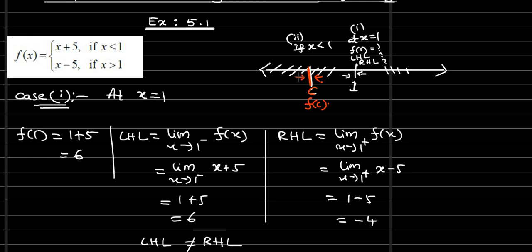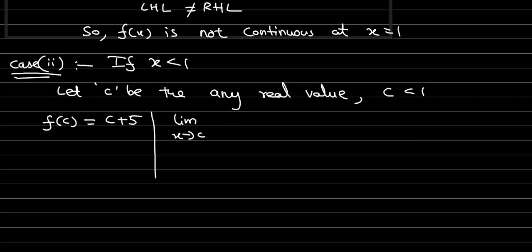Okay, so that means for finding the left hand limit also we are going to replace f of x with the first function, and for finding the right hand limit also we are going to replace f of x with the first function. So instead of finding them separately, we can combine them together and find it out, so that we can save time.